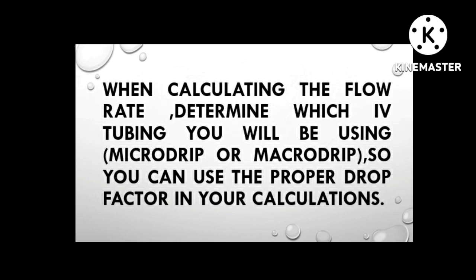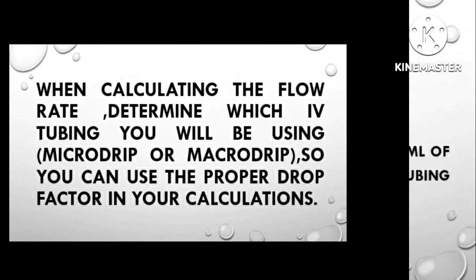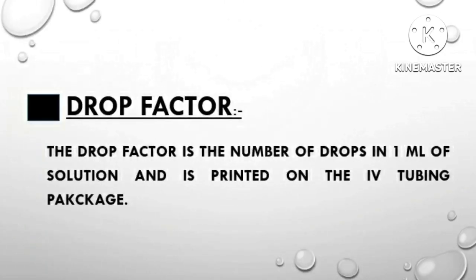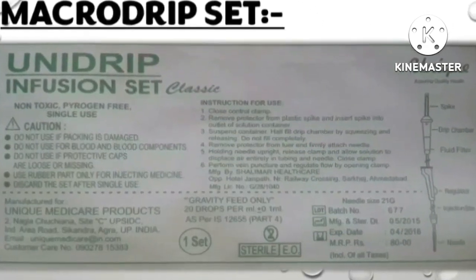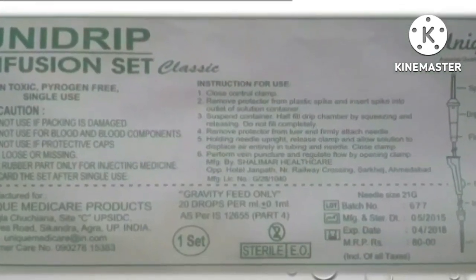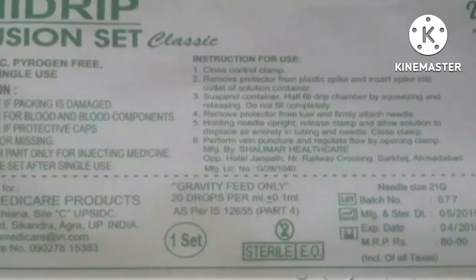When calculating the flow rate, determine which IV tubing you will be using, micro drip or macro drip, so you can use the proper drop factor in your calculation. So what is drop factor? The drop factor is the number of drops in 1 ml of solution and is printed on the IV tubing package. In every drip set packet, the drop factor is already written.